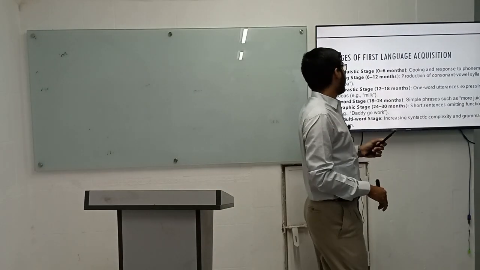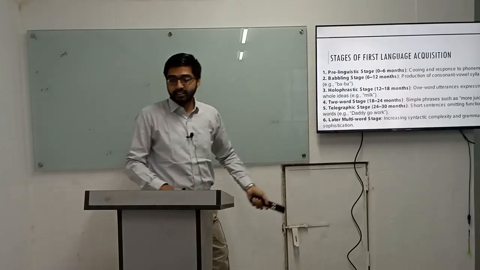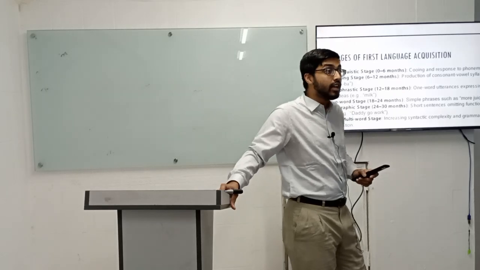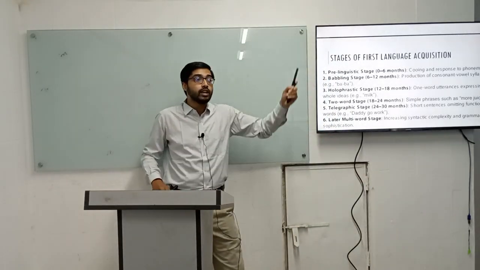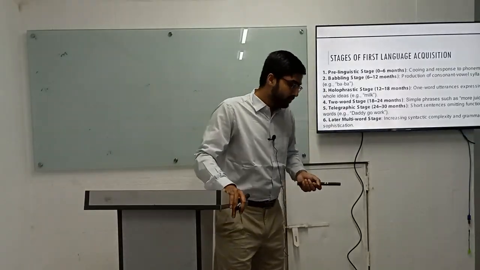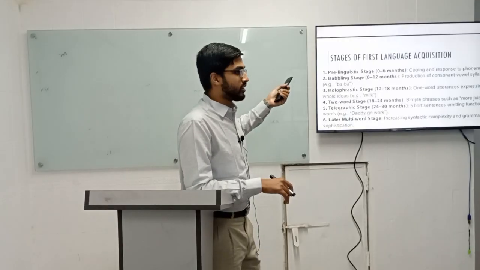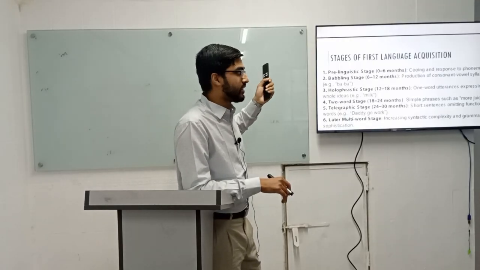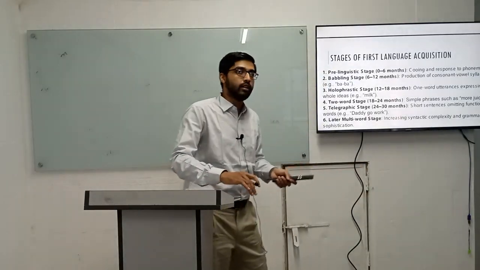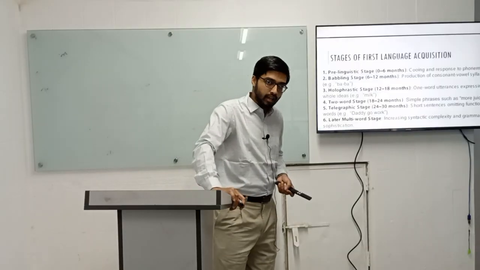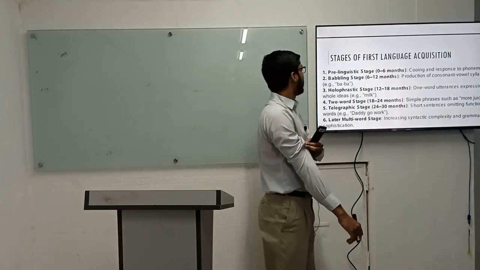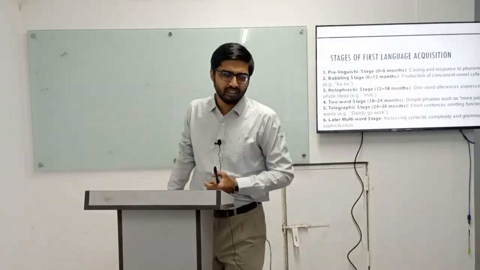Then the stages of first language acquisition. Write those six things down. This is important, and if it comes to your midterm examination, you have to write these things according to the structure: number one placed first, number two second, number three third, number four fourth, and the rest in their respective sequence. Write those down first.